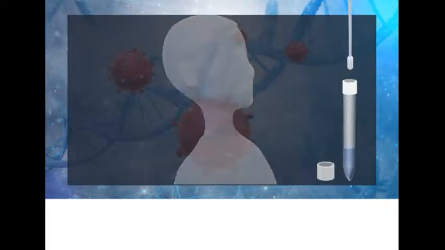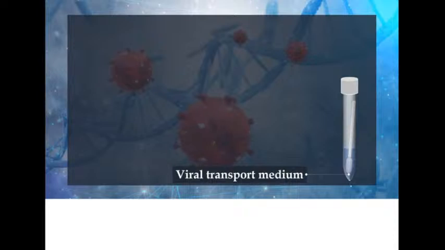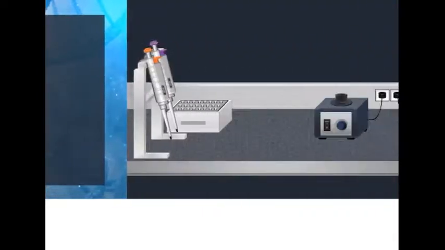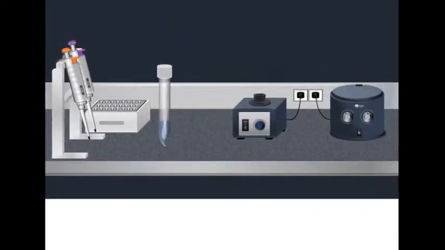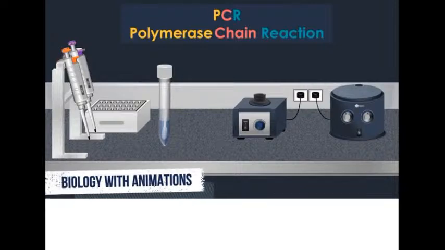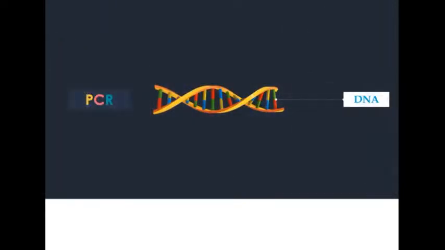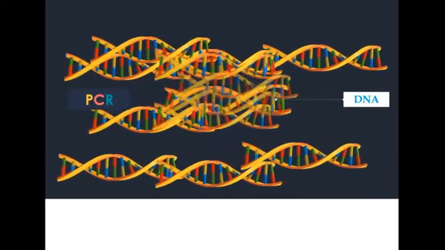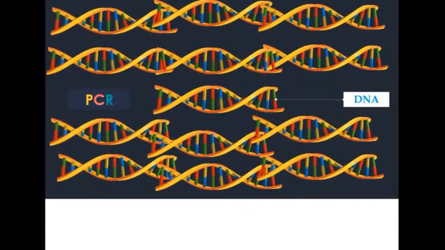Once the swabbing is applied, the swab is placed immediately into a sterile tube containing a viral transport medium. The standard method of coronavirus testing is polymerase chain reaction, PCR, which is a method that is used widely in molecular biology to make millions to billions of copies of a specific DNA fragment rapidly.